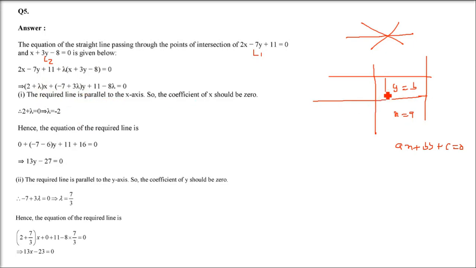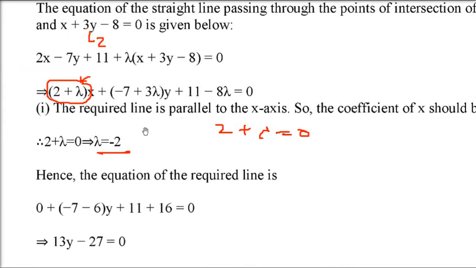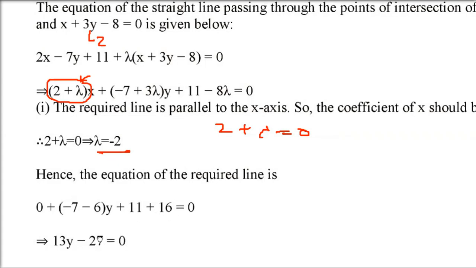So if you see here, it is parallel to x-axis, so x term will not be there. X term will not be there, only y term will be there. So 2 plus lambda should be equal to 0. So lambda plus 2 equals 0, that is lambda equals minus 2. Now when you get this lambda, put it again back into this equation. Then only you will get the final equation.